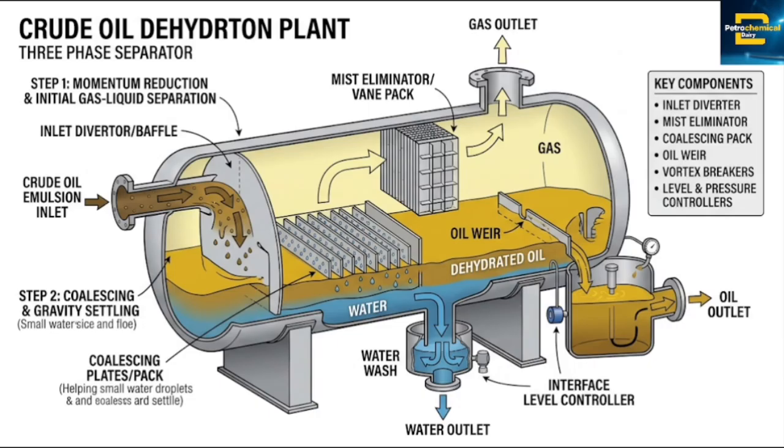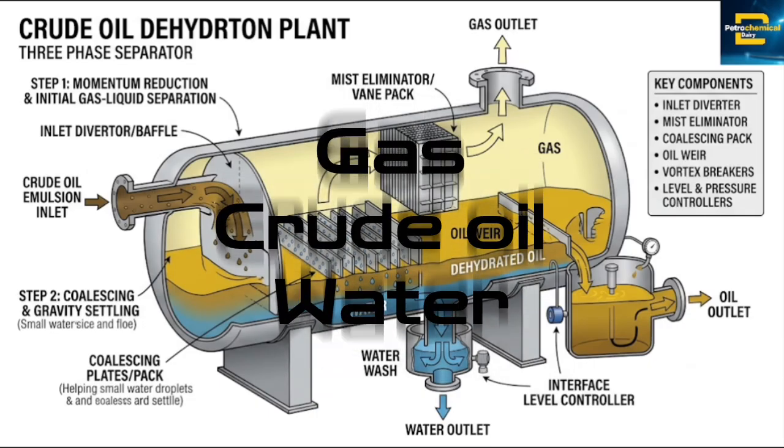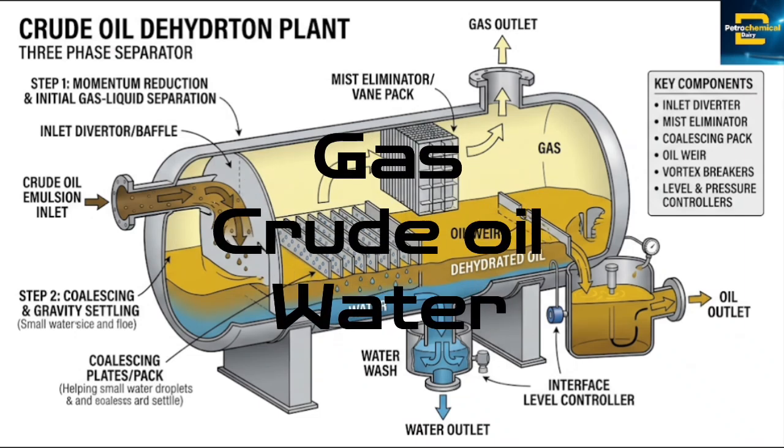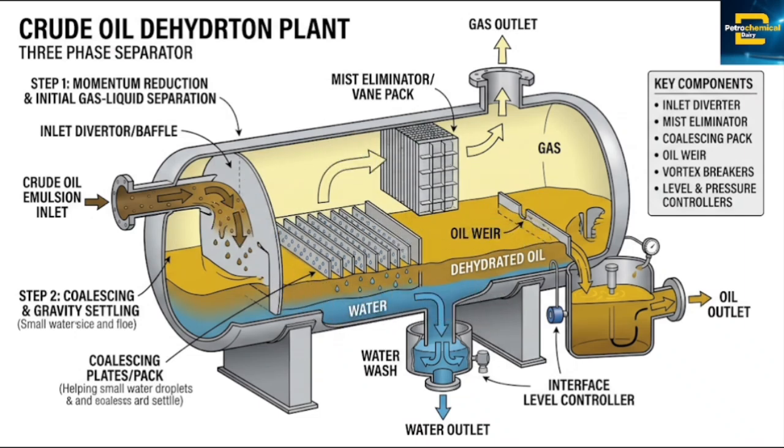Remember in my previous video I said the gas is at the top, while the oil is at the middle, while the water is at the bottom. First of all, we see here in the diagram the crude oil emulsion inlet. The crude oil that has gas, oil and water is called crude oil emulsion. Once the crude oil emulsion enters the separator, remember it enters with high pressure.